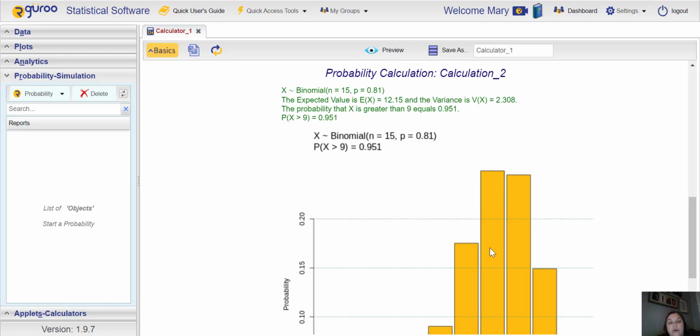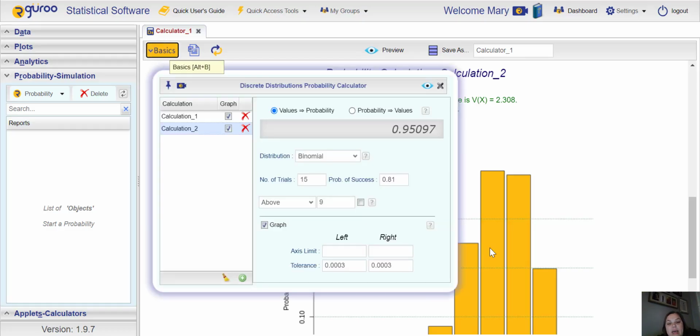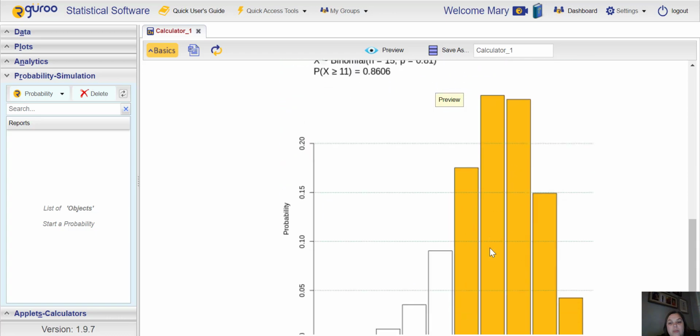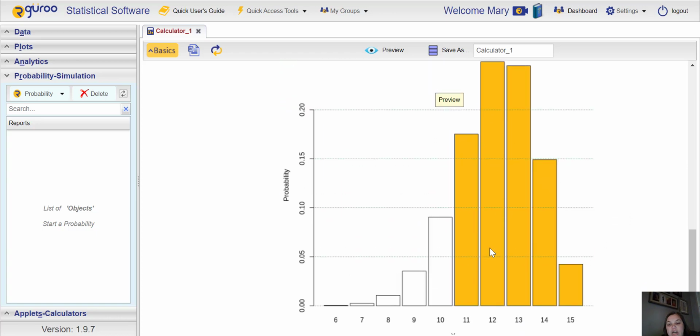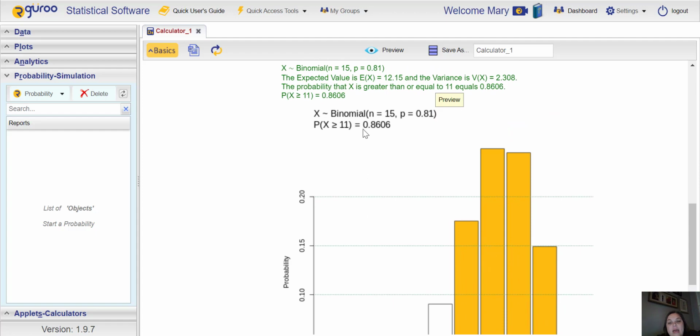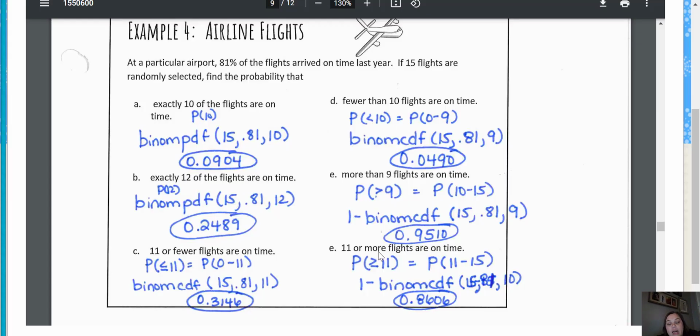11 or more. So clicking on basics again, I'm going to say above 11. And it said 11 or more, so that does include 11. So I'm going to check the box. And I'm going to hit the preview, and you can see it's shaded 11 or more. So I know that I set it up correctly. So we get 0.8606, which, ta-da, same thing we got before.